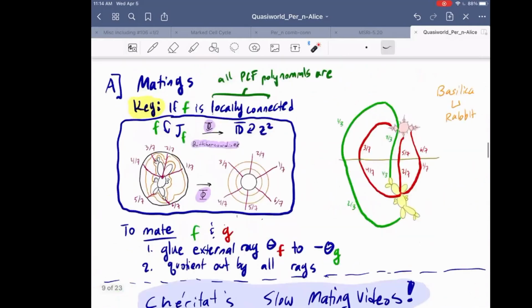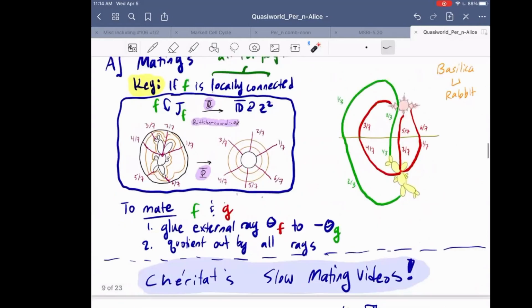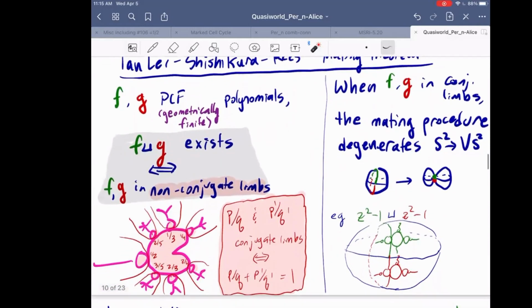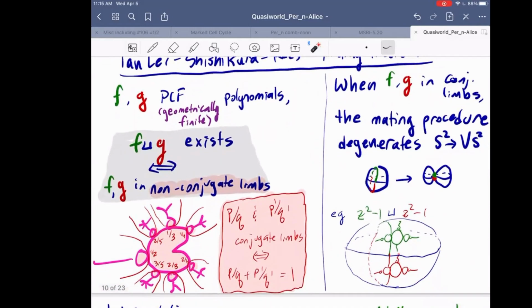But a priori, what we did is some surgery where we glued together two fractals. There's no reason to expect that this actually comes from the Julia set of a rational map. And this is what Tan Lei, Shishikura, and Mary Rees show in their mating theorem, that for two polynomials, the mating exists if and only if these maps are in non-conjugate limbs. This is to say that your two polynomials' rotation numbers don't add up to 1 at their fixed points.